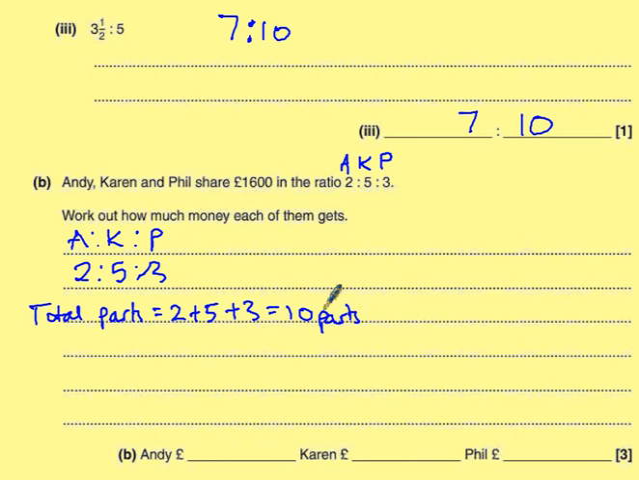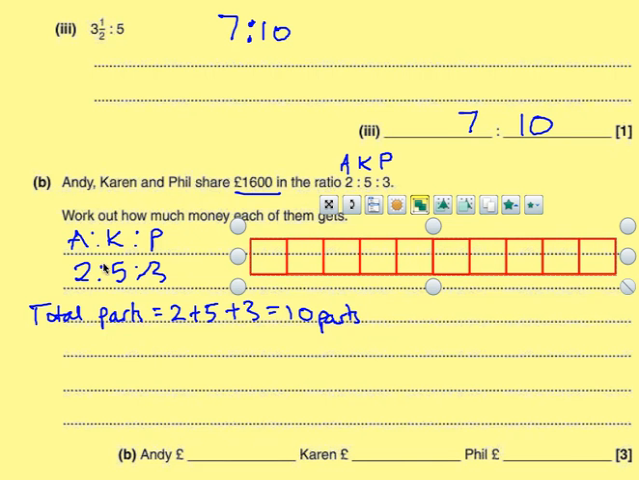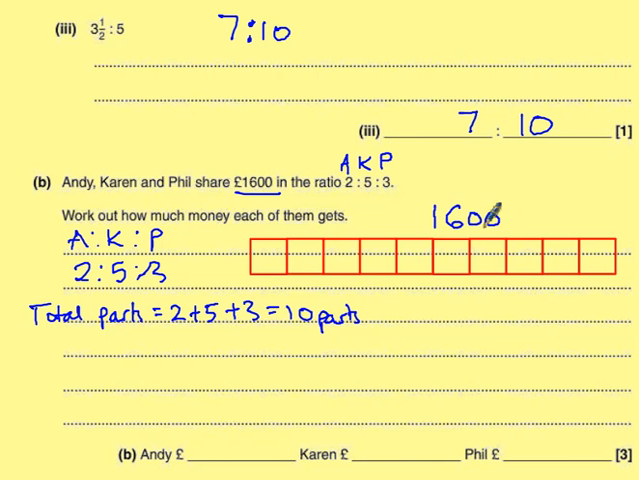So I need to split this £1,600 up into 10 parts. So we're going to take a diagram with 10 squares on it. Now that's got 10 parts, and that whole thing is worth £1,600. So Andy, he gets 2 parts here. That's Andy's. Then Karen gets 1, 2, 3, 4, 5 parts. That's Karen's. Which leaves Phil with 3 parts here.